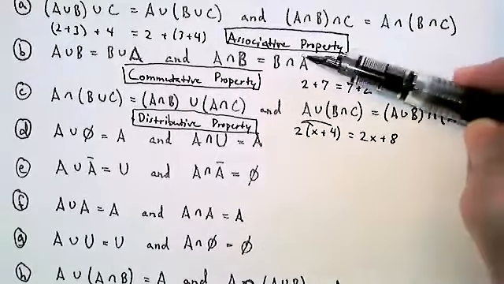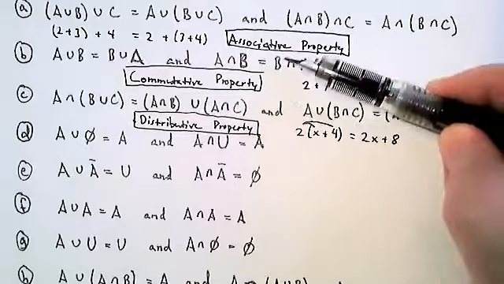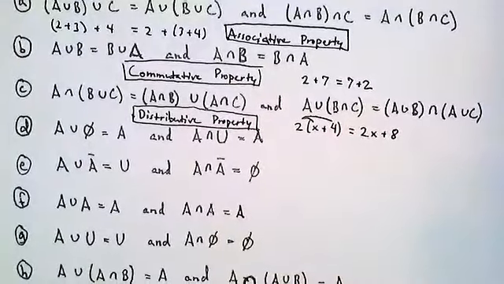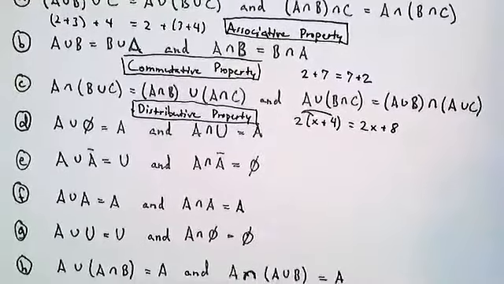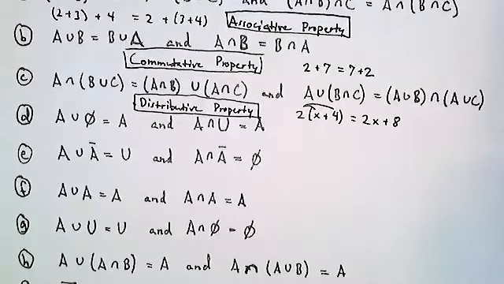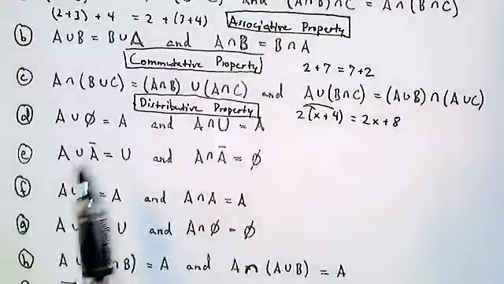So the first 3 properties are the big ones. These actually get names, like the associative, commutative, and distributive properties. The rest of them, they're still important, but not quite as important.